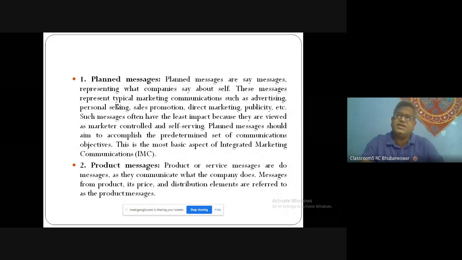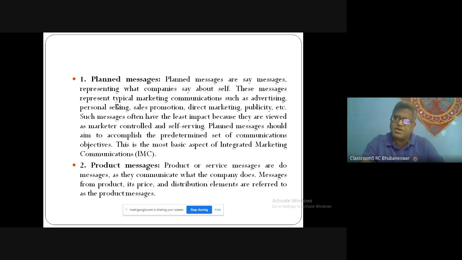The first stage of integrated marketing communication is the planned message. The message you put should touch the customer's heart. For example, Prestige has its tagline, Bata has a tagline, Philips has a tagline. These are the taglines through which you can represent your marketing communication through advertisement, personal selling, sales promotion, and publicity. You can focus more on messages that can affect the customer.